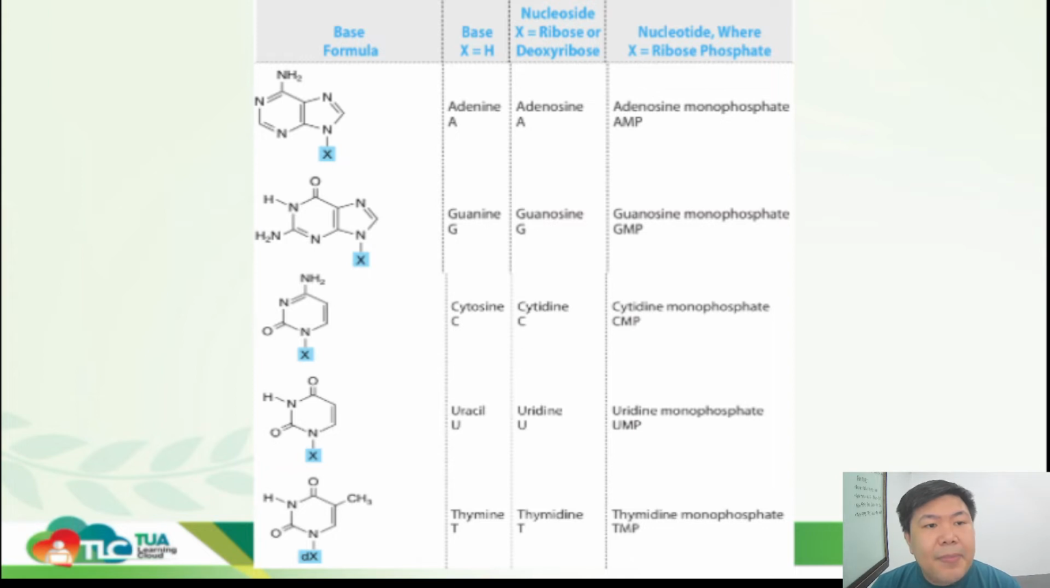So these are the base formula and then the way that they change their name once we add the sugar and the phosphates. So the bases are adenine, guanine, cytosine, uracil, and thymine. Once you add the sugar to it, it changes its name from adenine to adenosine, guanine to guanosine, cytosine to cytidine, uracil to uridine, and thymine to thymidine. And then once we add the phosphate, it changes name again: adenosine monophosphate, guanosine monophosphate, cytidine monophosphate, uridine monophosphate, and thymidine monophosphate.